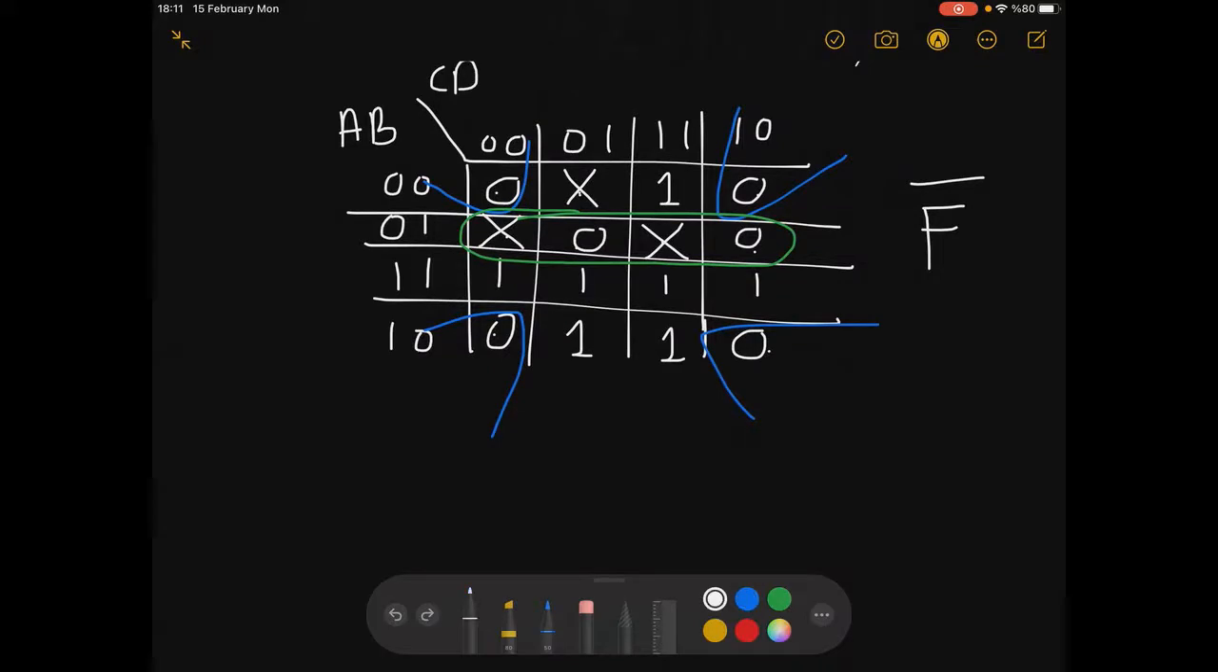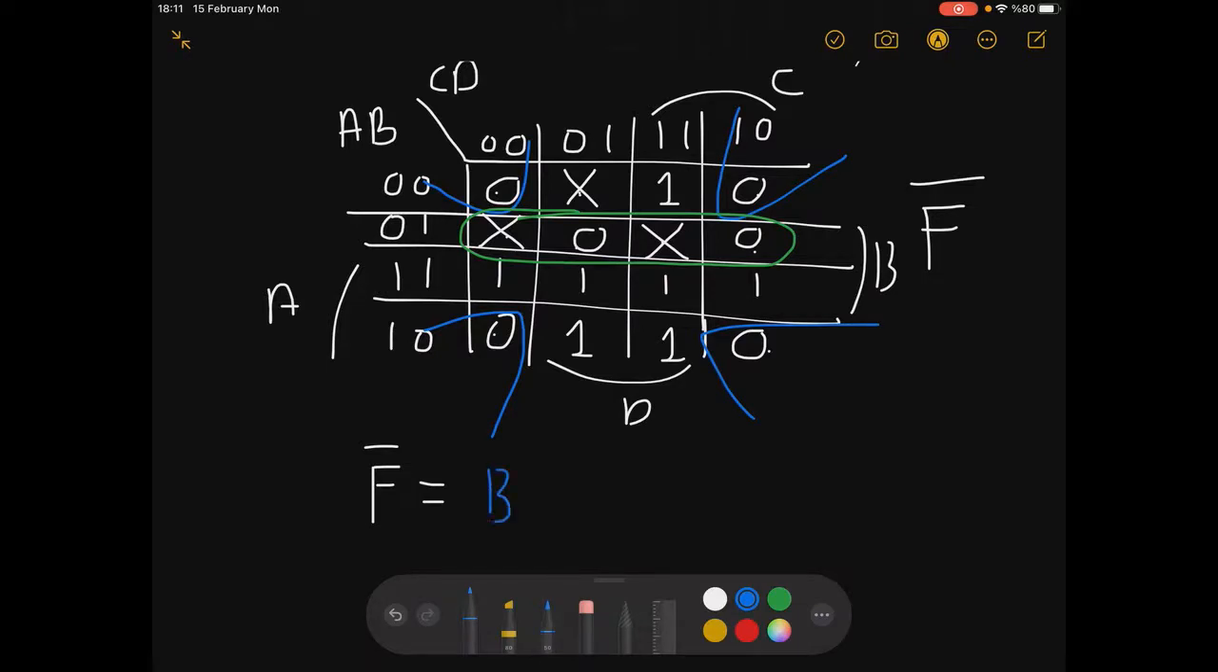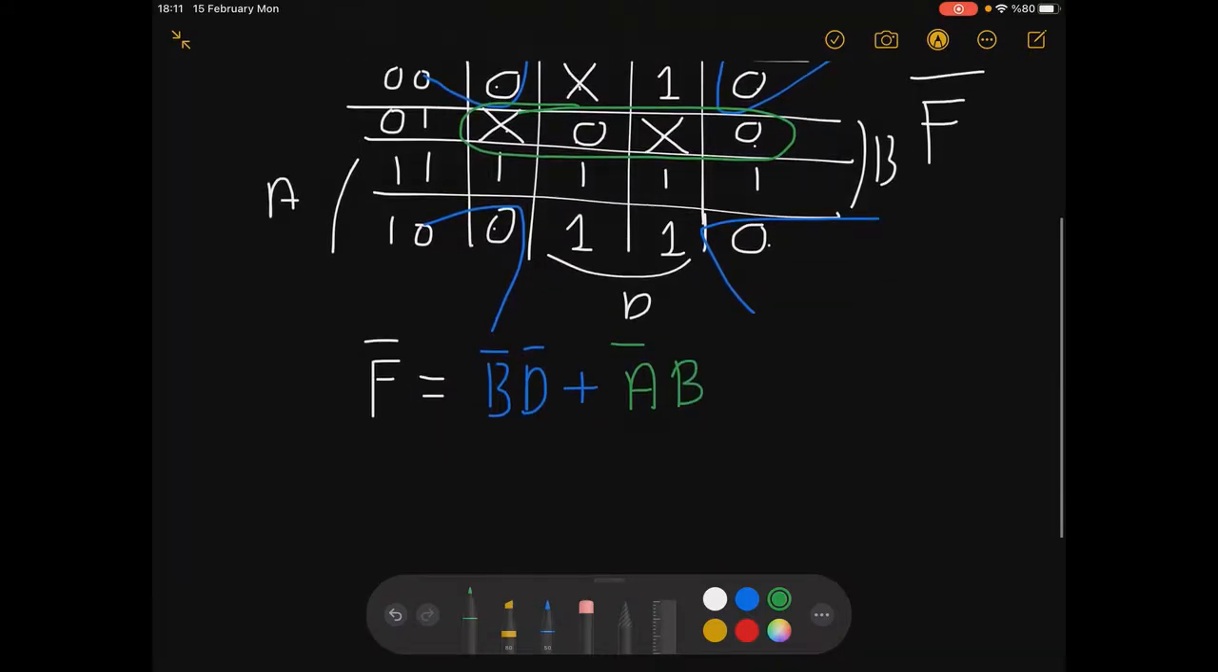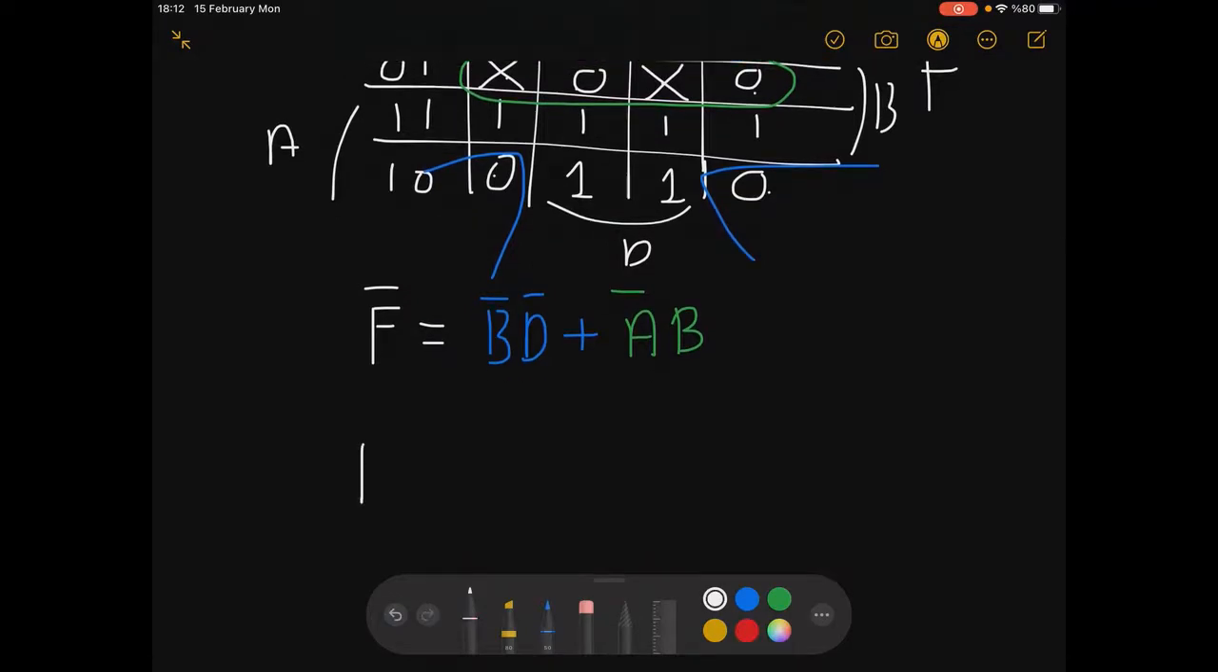Now, what is my F naught here? My F naught is, let me put the labeling here, A, B, C, and D. Okay, my F naught is, the blue one is B naught D naught, plus the green one is A naught B. But be careful, this is my F naught, not F.